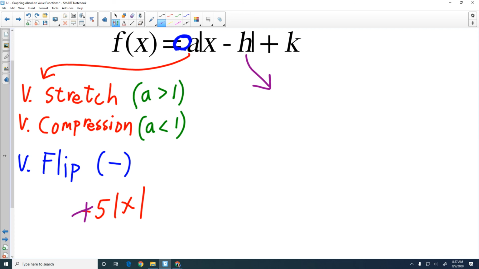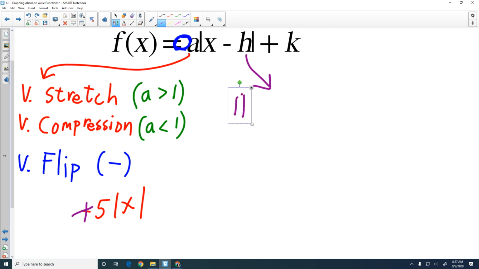It's inside the absolute value. And what does it do? Look back at your note to those earlier examples. If you're adding or subtracting a number inside the absolute value, horizontal translation. That's right. That's a horizontal translation. It's going to move it left and right.